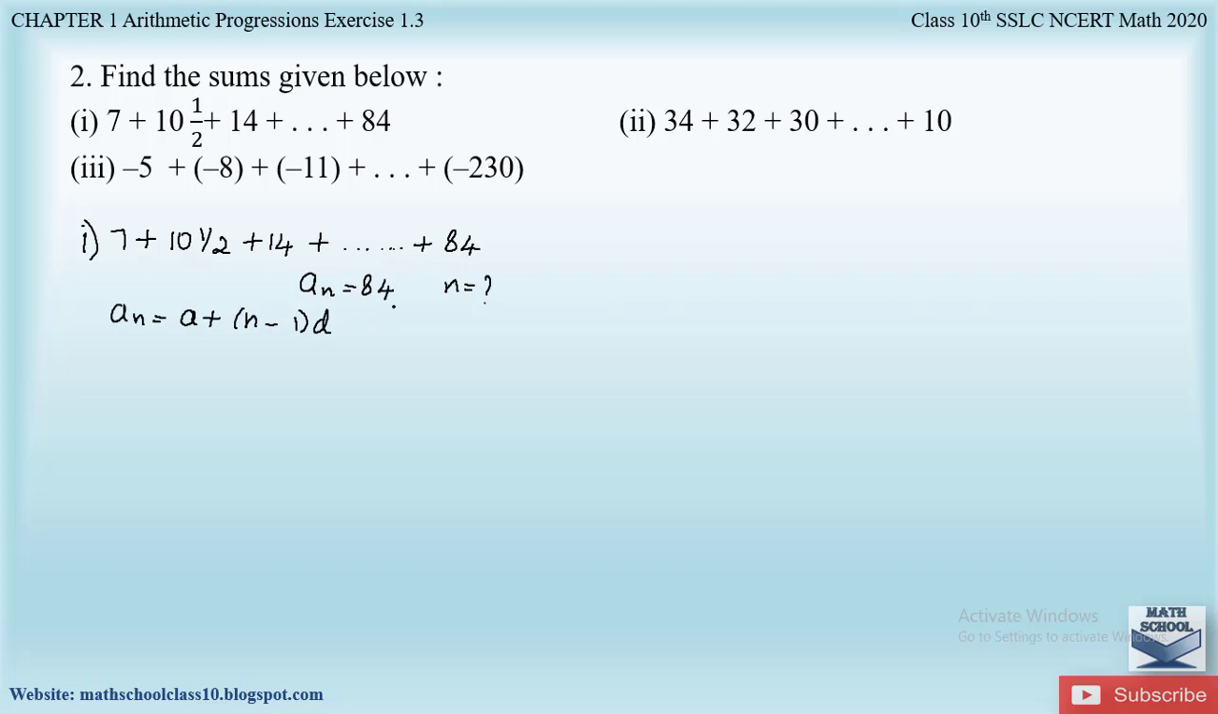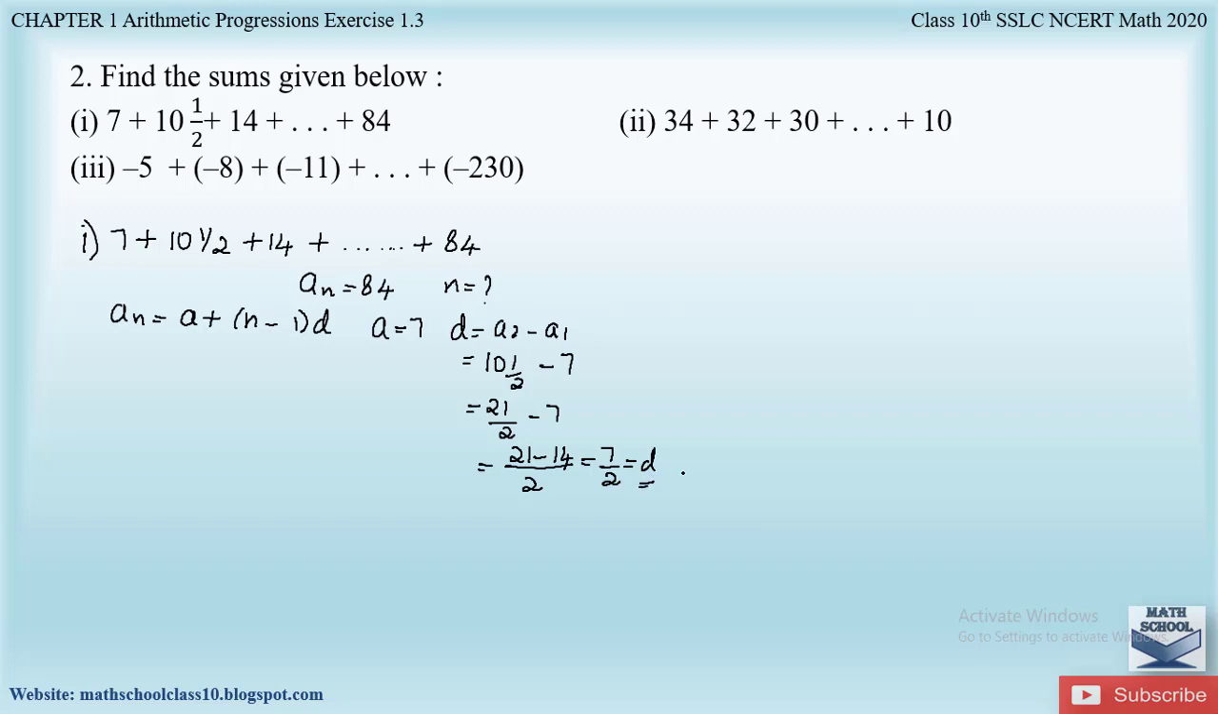Now the a value we know is the first term of the AP, that is 7, and d is equal to a2 minus a1, that is 10 1 by 2 minus 7. If we convert this into a fraction, 10 2s are 20 plus 1, it is 21 divided by 2, minus 7. If we take the LCM as 2, that will be 21 minus 14, or it is 7 divided by 2. This is the d value.